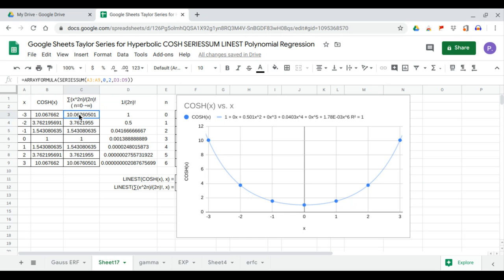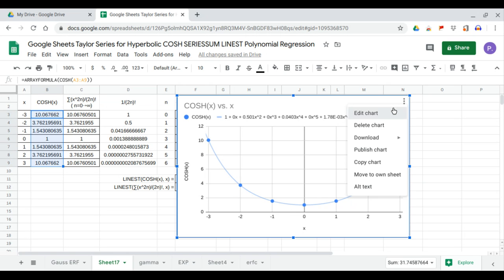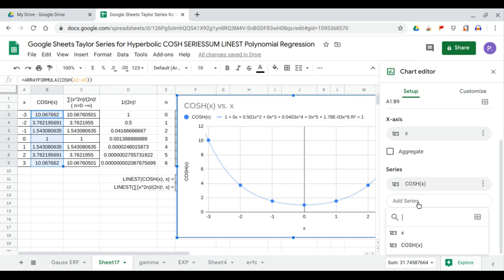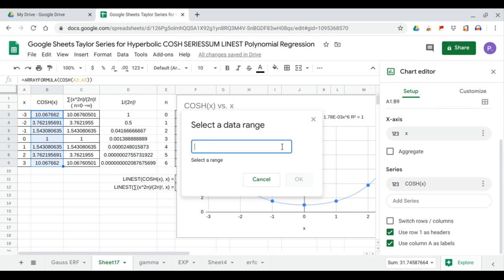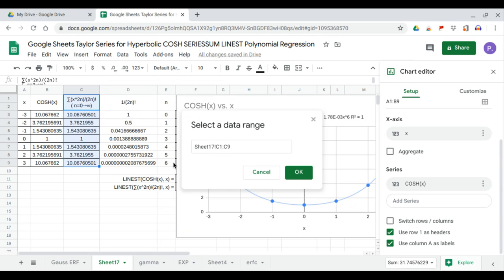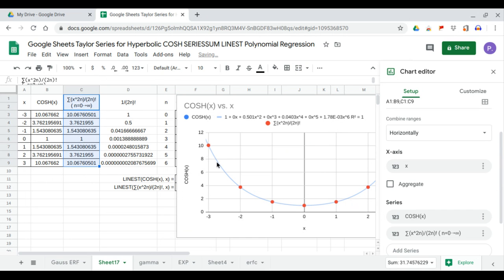So we have this value, which is a very good approximation of the hyperbolic cosine, the expansion. We will add this to the chart and see if that fits. So edit chart, add a series, and show this trend line. You'll notice the red ones are in the trend line, meaning they are almost the same. The expansion is a good approximation of the hyperbolic cosine function.